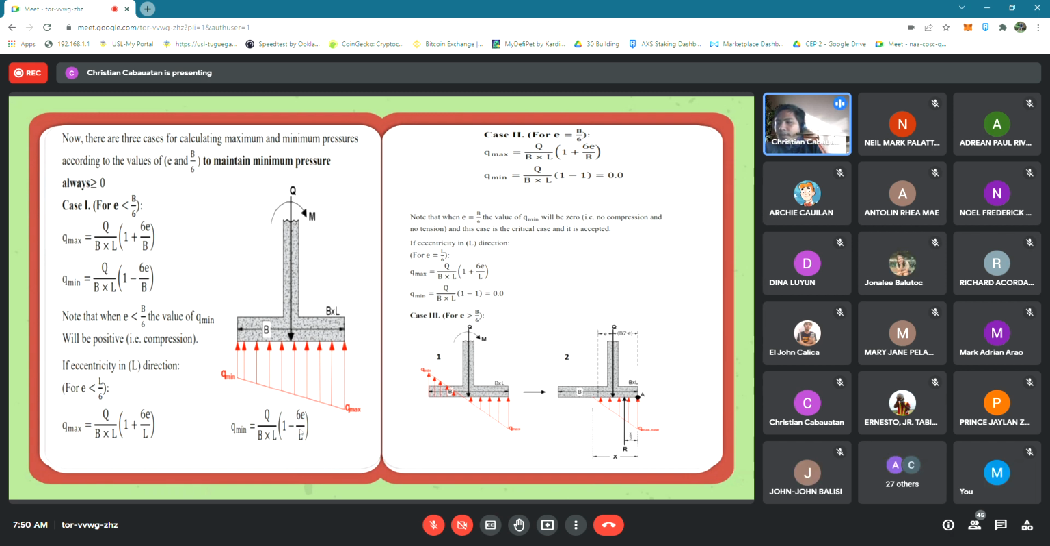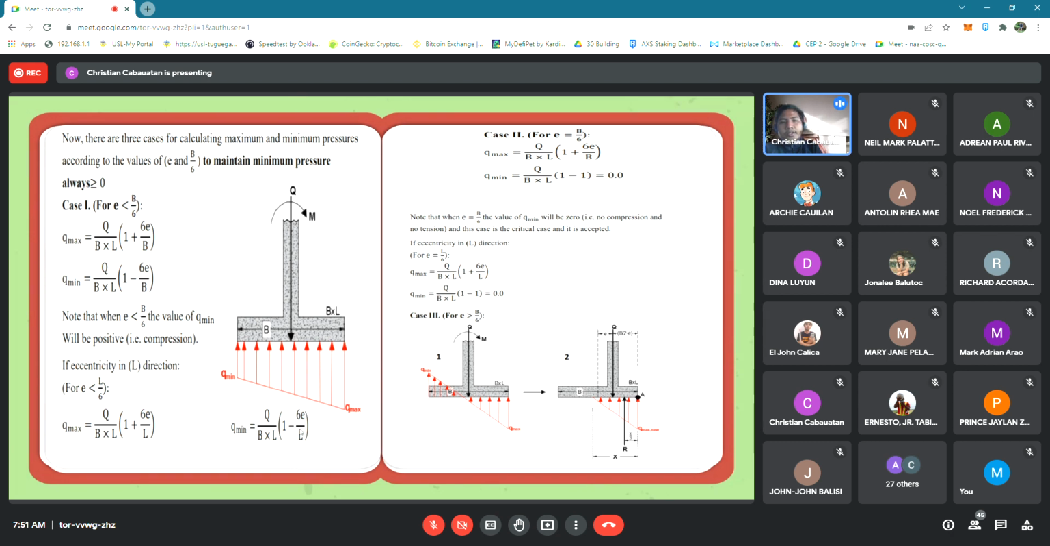If the eccentricity, okay, is in the L direction, in the axis of the length, okay, and if the eccentricity is equal to 1/6 of the length, no, the Q maximum would be the same as in the case of less than L over 6, okay? And then the Q minimum, ang difference lang po niya, the Q minimum will be 0. Okay? So, 0 po yung kaya nun.